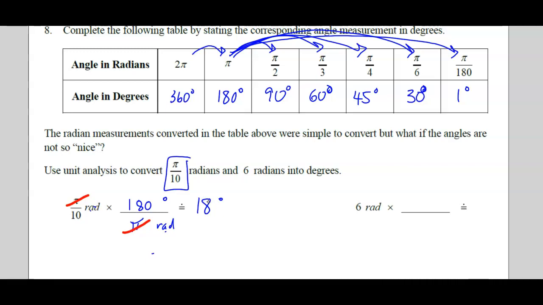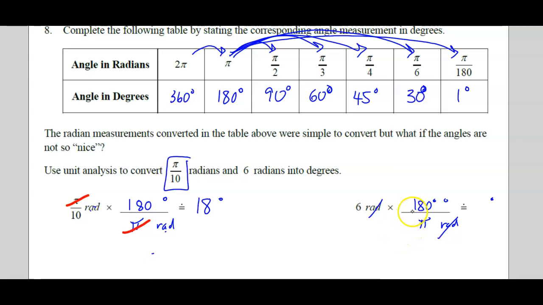Sometimes you'll get a measure in radians that doesn't have pi in it. So in this case, 6 radians. Again, we want degrees in our answer. So we multiply by 180 over pi now. Same as before, but take a look. So the radians divide out. And so this, to keep it exact, we actually have to keep the pi in the denominator.